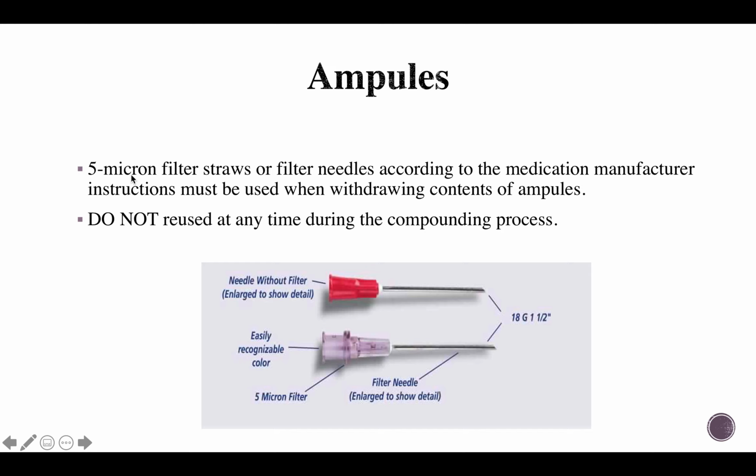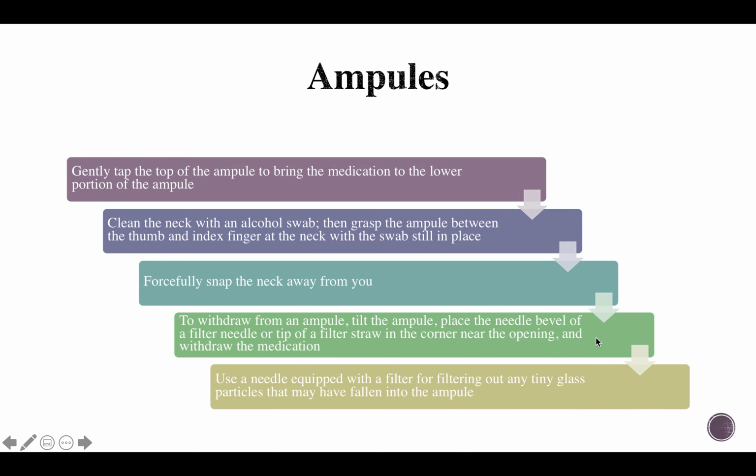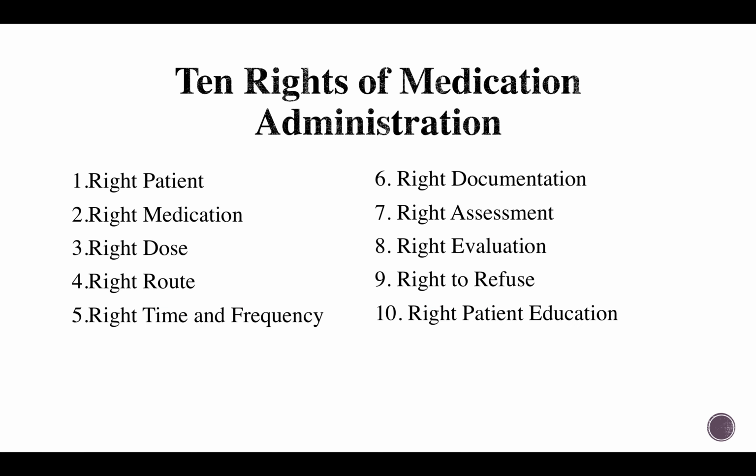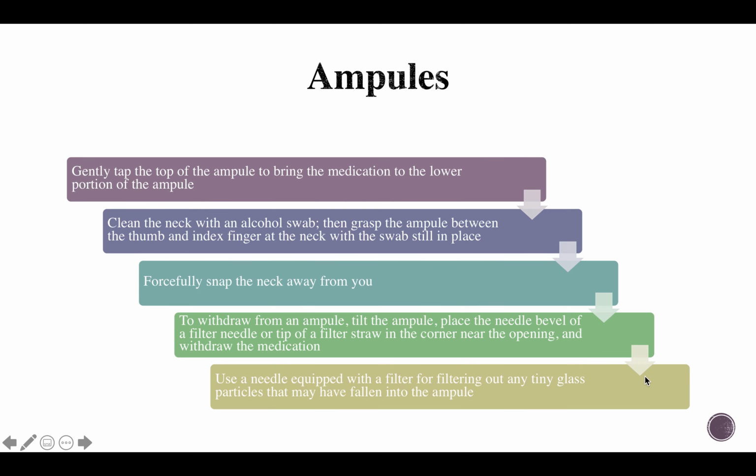At the time of withdrawing from ampoules, we use 5-micron filter straws or filter needles, according to the medication manufacturer's instructions. They must be used when withdrawing contents. Do not reuse at any time during the compounding process. It's a one-way step. Here's the full description of ampoule breaking and withdrawing.